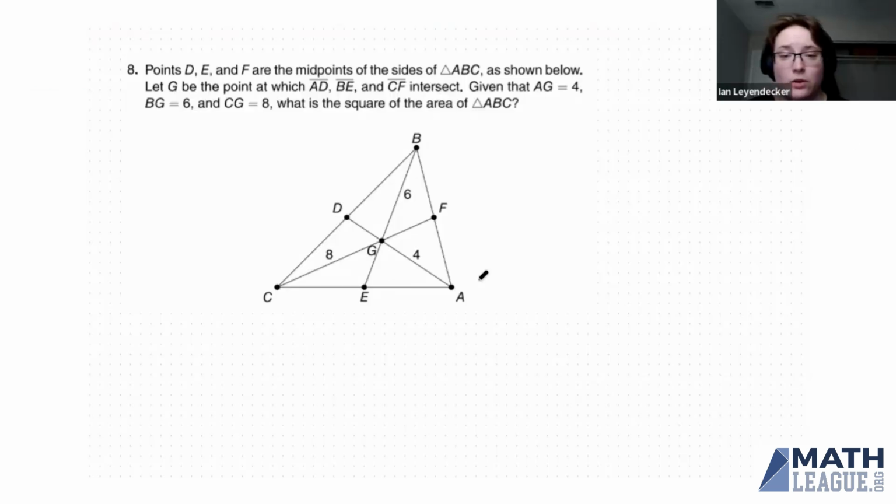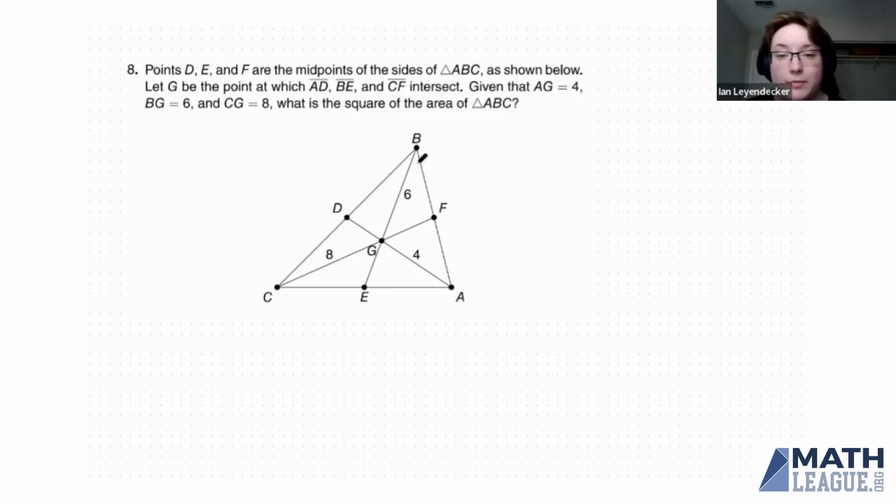ABC? Well, first of all, remember that a line from one vertex of a triangle to the midpoint of the opposite side of that triangle is called a median, and the medians intersect at the centroid. So G is this triangle's centroid, and ABC has medians AD, BE, and CF. Remember that the centroid of a triangle divides those medians into segments with a 2-to-1 length ratio, and the longer segment is closer to the vertex.